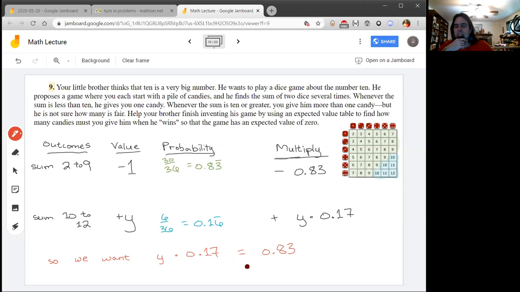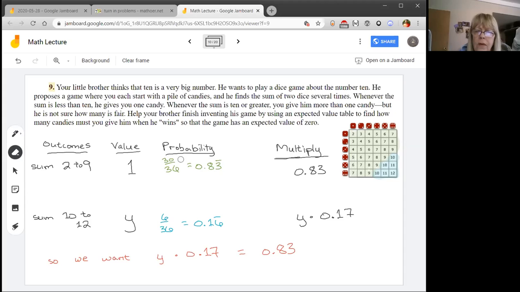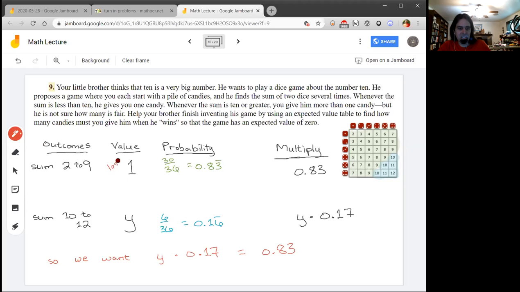Donna's muted. It looks like she's talking. If you don't like the positive and negative, then I can just use the words like loss and gain. Maybe that will be better. So this is his loss, and that's his gain. So we want those to overall balance out.